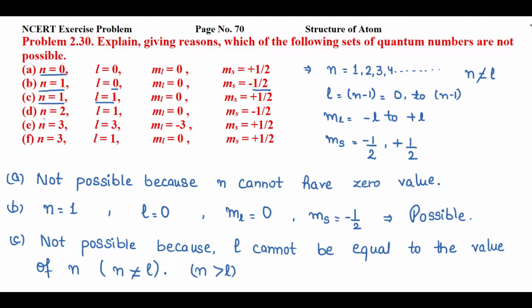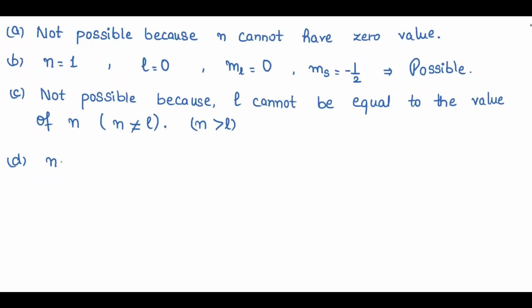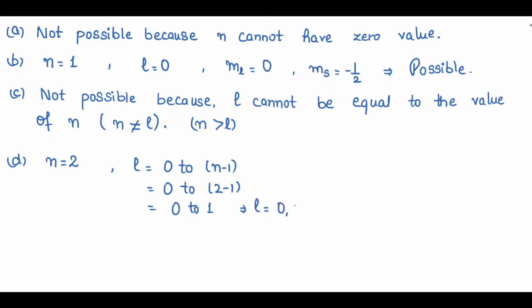Now let's see the fourth one. In this case, n equal to 2, l equal to 1. First of all, we'll see the possible values in case of n equal to 2. In this case, l will be 0 to n minus 1, that means 0 to 2 minus 1, which is 1. This means l will be equal to 0 or 1. That means the value of l equal to 1 can exist.